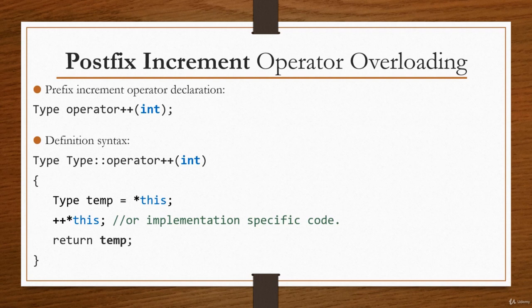Then we go and dereference this again to again return the calling object, and then we can do the prefix increment operator on that, or you can do implementation specific code, or you'll increment each member individually. That depends on if you already have the prefix increment operator overloaded, and then you are going to return that temporary object.